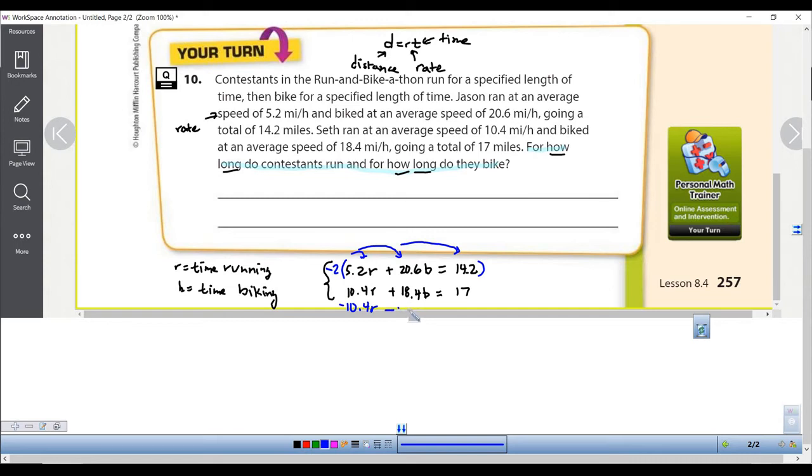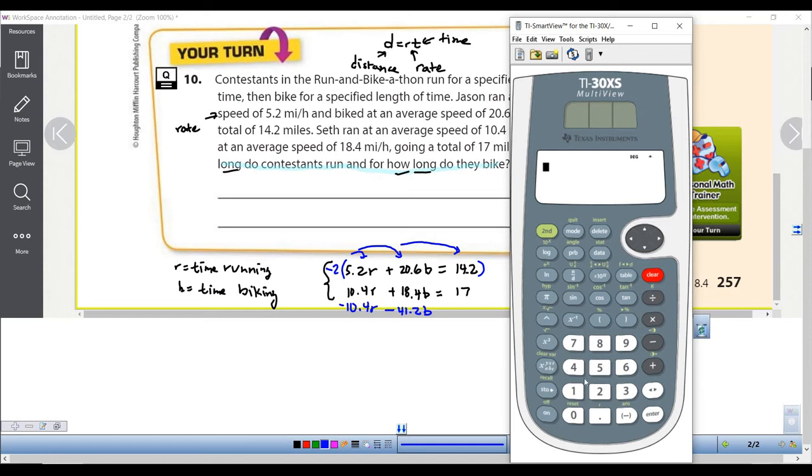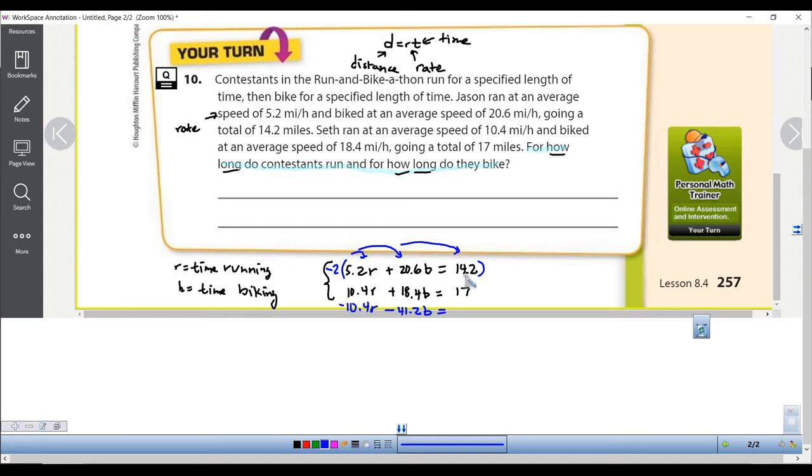Minus 20.6 doubled is not 40.12, it's 41.2b. And if we weren't sure, we could use our calculator. 20.6 times negative 2 gives us negative 41.2. And then negative 2 times 14.2 is going to give us negative 28.4. Then we have this system right here, which we can add together.